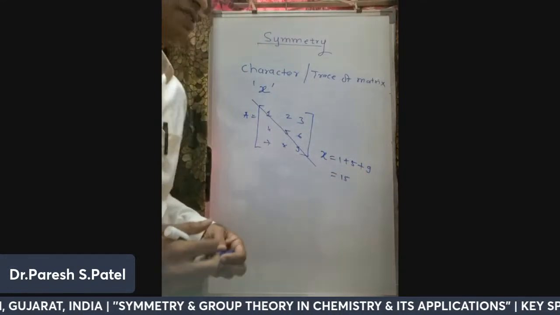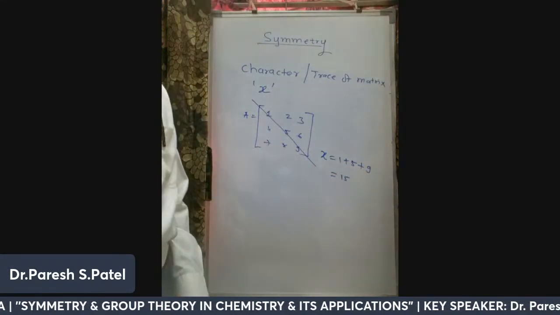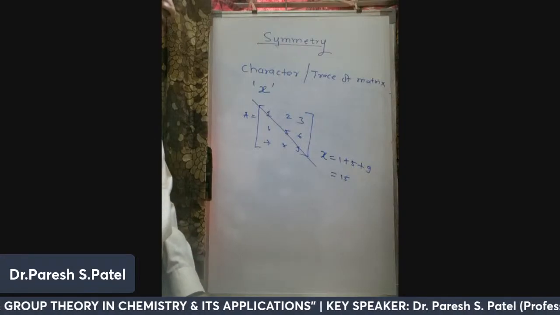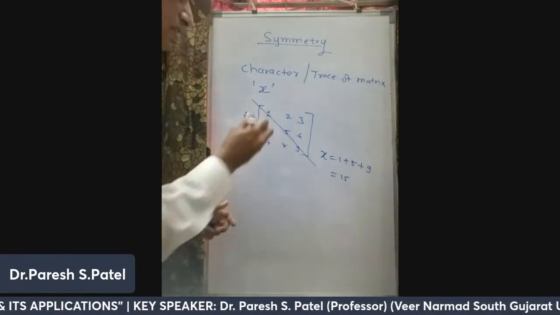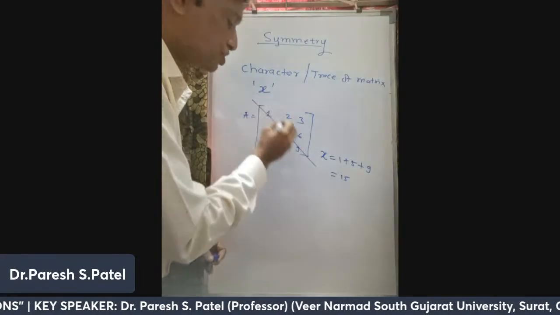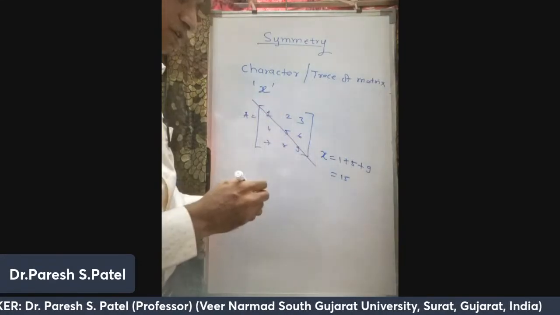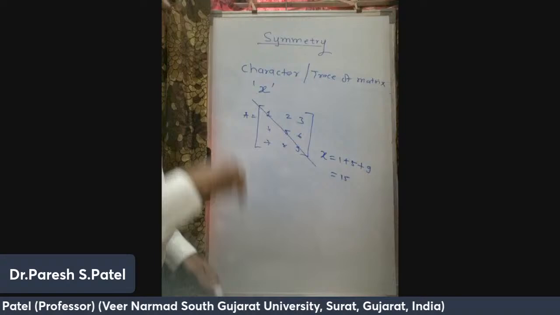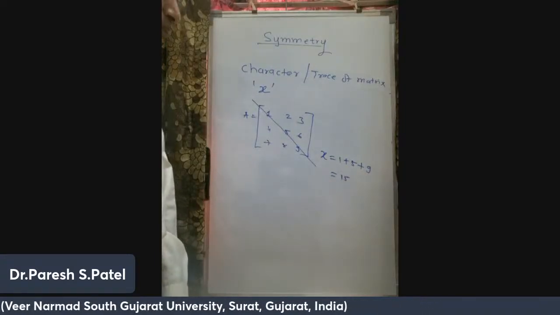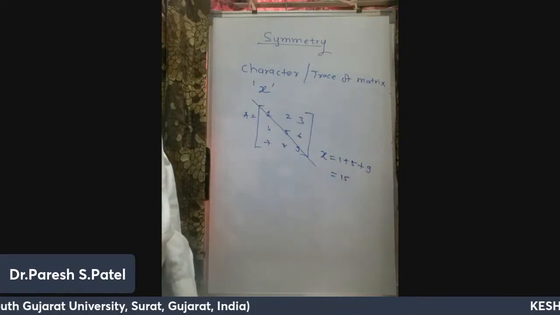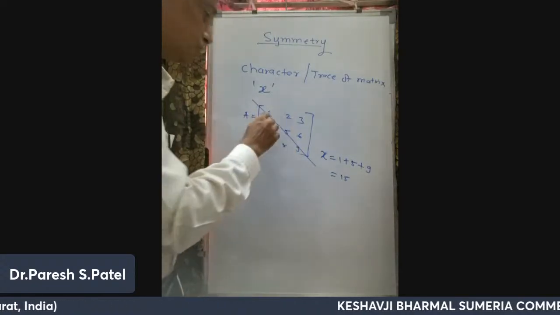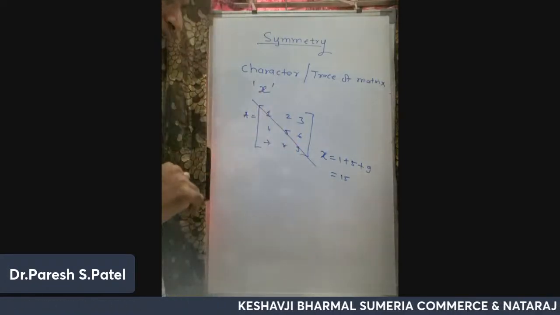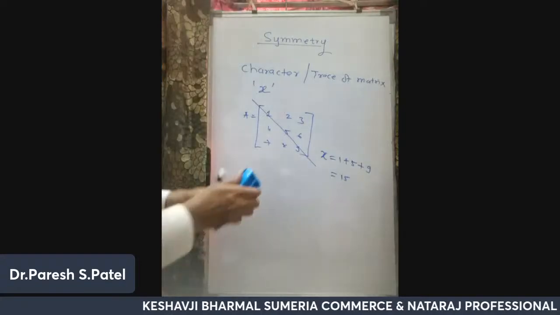So, dear students, how to find out the character or trace of any matrix is nothing but the summation of diagonal elements. This can be recognized as the diagonal position of this matrix. Okay, so character or trace is equal to the summation of diagonal elements. This position can be represented as the diagonal position of the matrix.